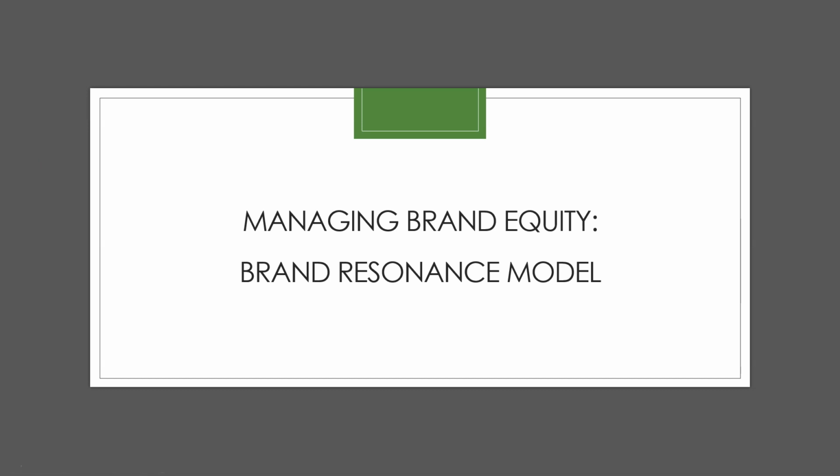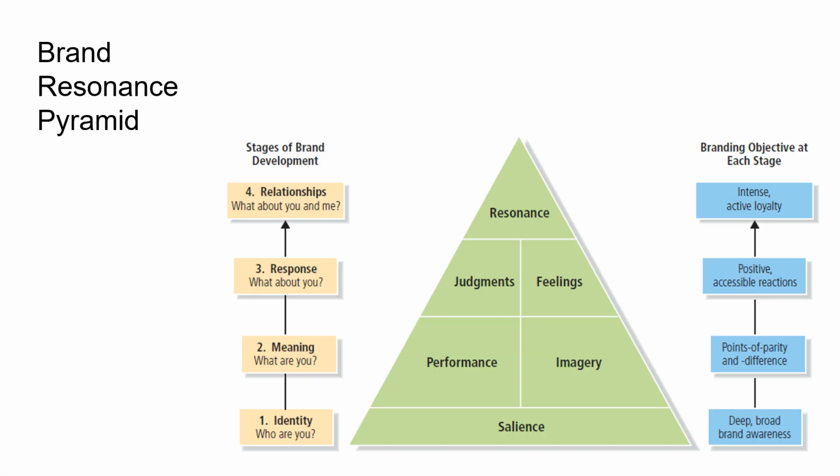This video clip deals with the brand resonance model. We would like to learn how to manage brand equity. This is the so-called brand resonance pyramid. It's a pyramid, right? And to build brand equity, we have 4 steps. The name of the first step is identity. Second step, brand meaning. Third step, brand response. And fourth step, brand relationship.